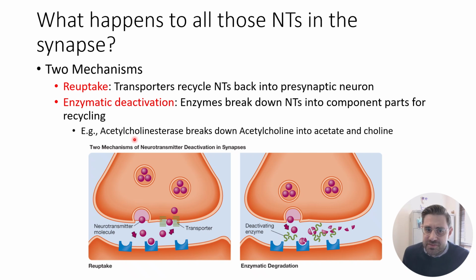One example of this is acetylcholinesterase, which is an enzyme, and it gets its name, acetylcholine esterase, because it breaks down acetylcholine. Okay, so acetylcholine gets broken down into components, and then we can use those components, acetate and choline, elsewhere in our body, elsewhere in our brain. Okay, so between one of these two mechanisms, we're not going to let those neurotransmitters go to waste. We'll either recycle them through reuptake or through enzymatic degradation.